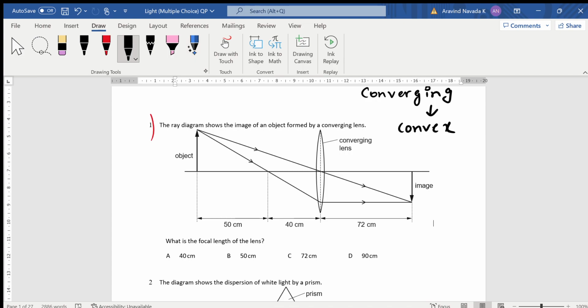Now what is the focal length of this lens? You should know that one ray passes through the optical center, which is this one, and another ray passes through the focus, right? The ray that passes through the focus is the one that passes through the principal axis. So this is the focus. And the focal length is what they're asking for, not the focus. The focal length is the distance between the focus and the optical center. Now what have they given for this? 40 centimeters. So our correct option is A.